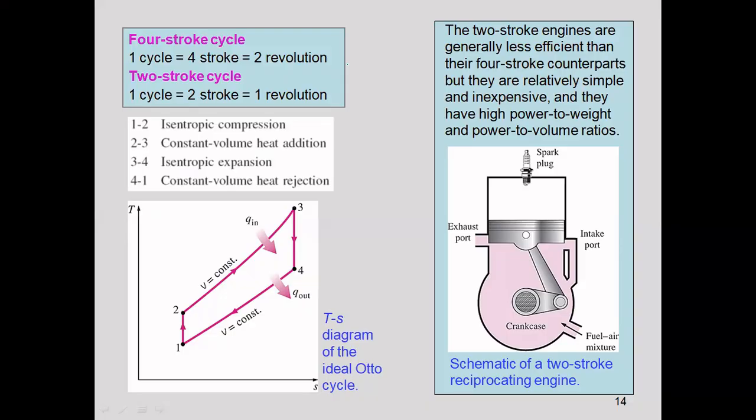So now for the four-stroke cycle, one cycle means what? Four strokes, and therefore there will be two revolutions. Two revolutions means complete rotation of the crankshaft. Here there is a component called the crankshaft. This is the axis of the crankshaft, and this is the radius. There is a crank pin here, and that is connected to the piston by a link called the connecting rod.